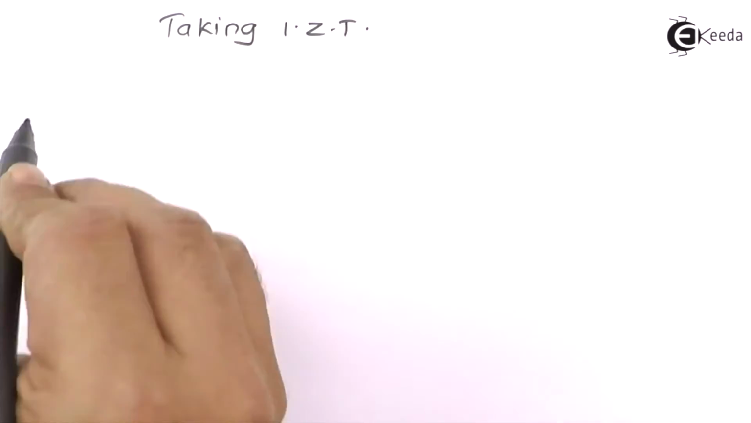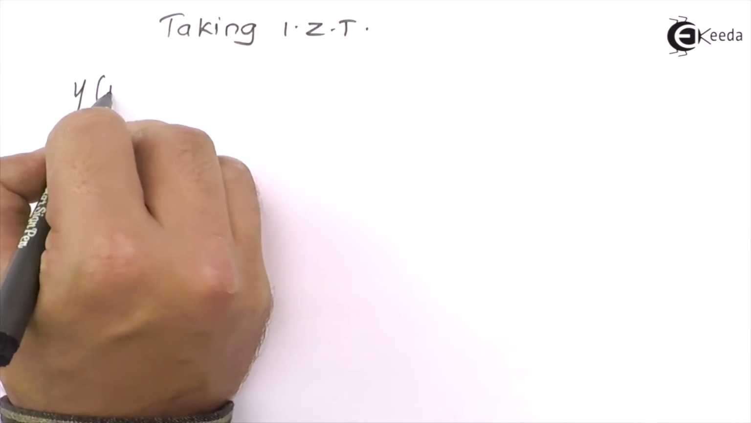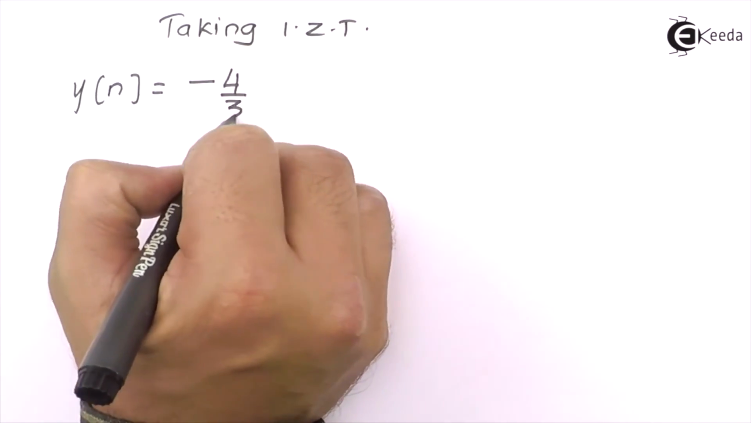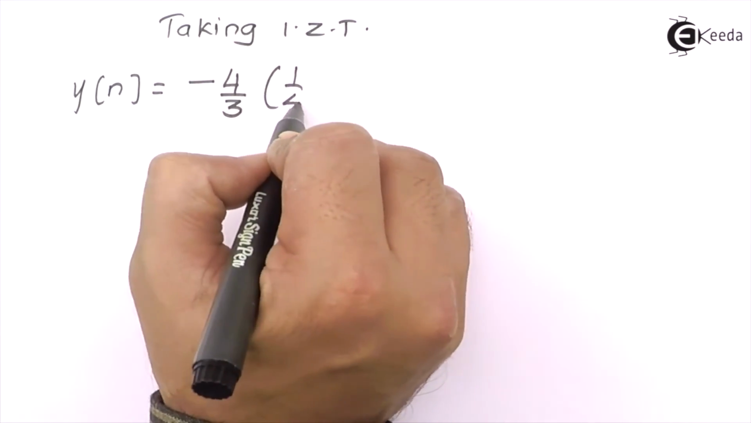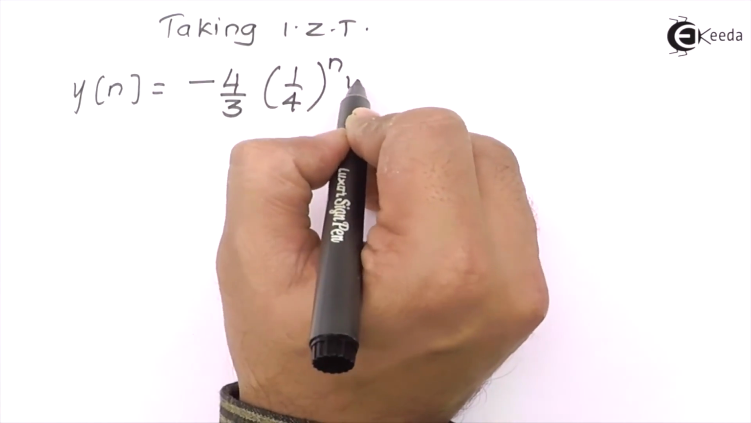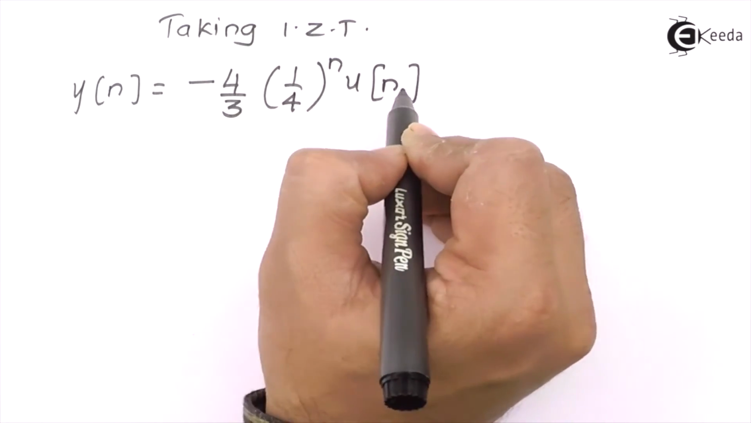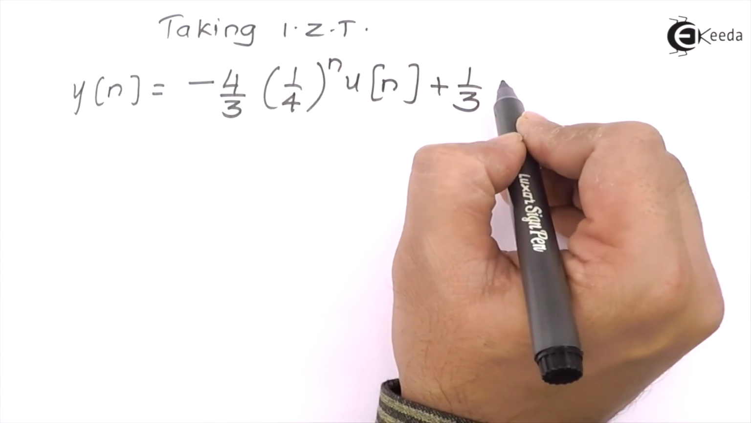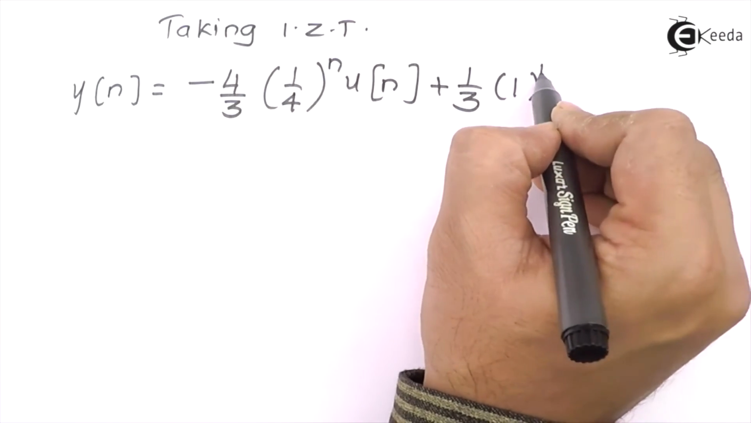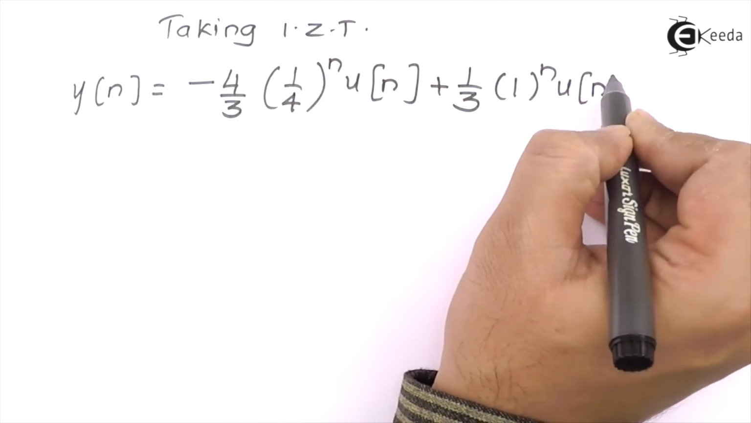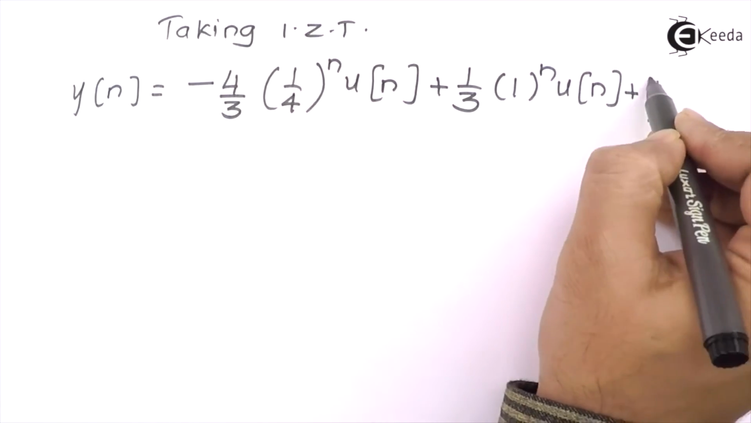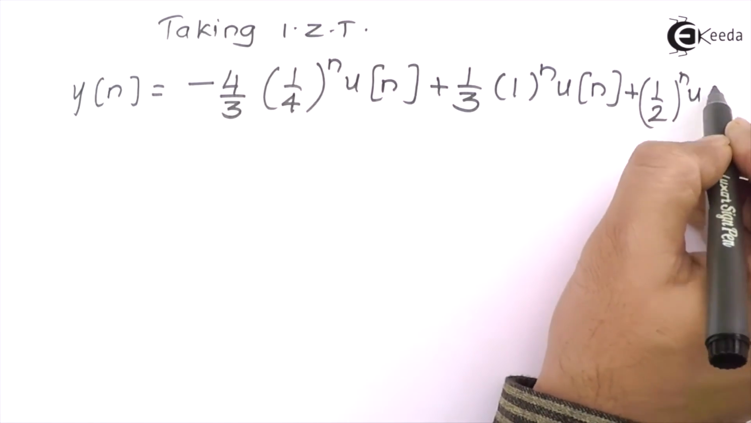So finally, taking the inverse Z transform, we will get y of n as minus 4 by 3 into (1 by 4) raised to n u of n, plus 1 by 3 into 1 raised to n u of n, plus (1 by 2) raised to n u of n.